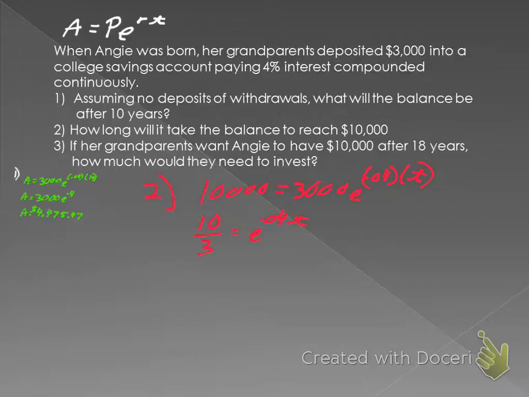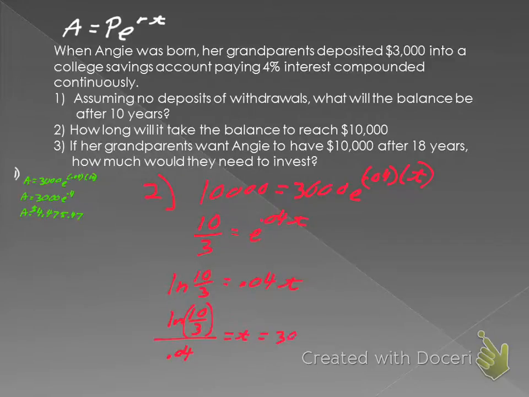Now that I have e isolated, I can take the natural log of both sides, just like we've been doing. So the natural log of 10/3 equals, remember the natural log and e cancel, so I'm just going to rewrite it to 0.04 t. And then divide all of that by 0.04. So the natural log of 10/3, all divided by 0.04, is equal to t.